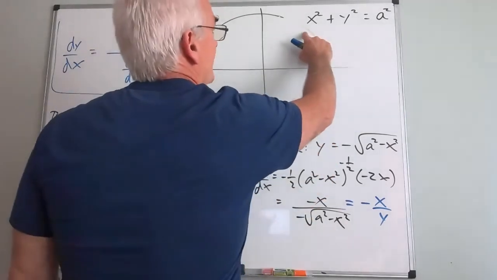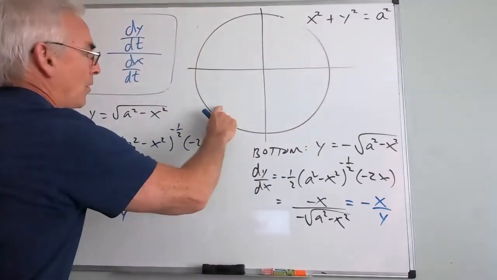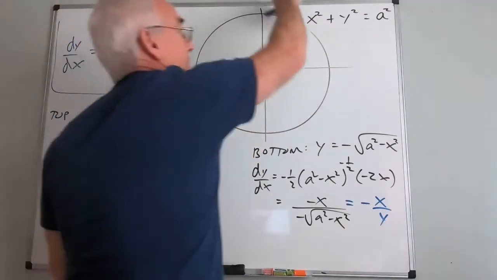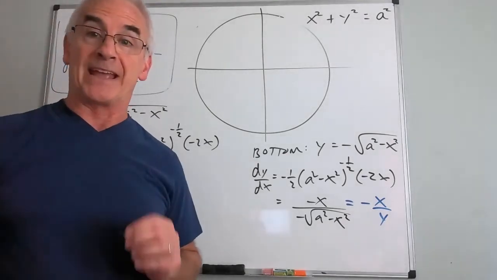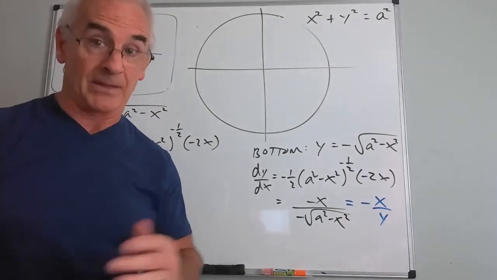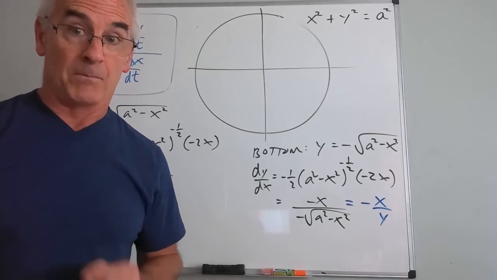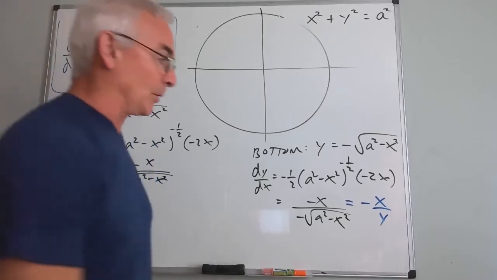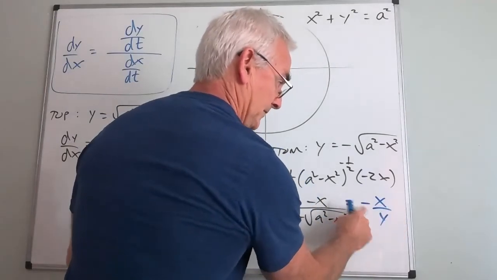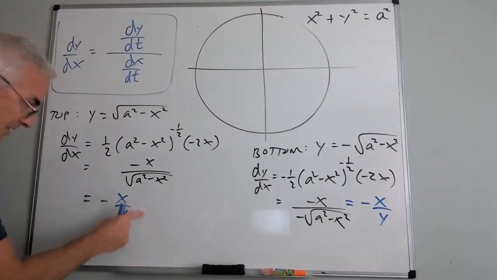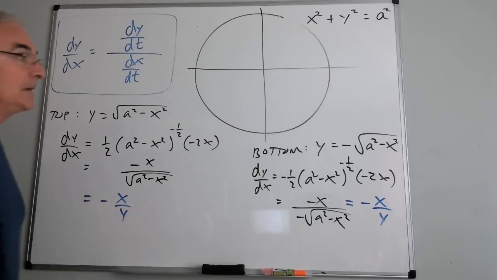In the first quadrant and in the third quadrant, all my tangent lines should have negative slope. Another way of thinking about that is when x and y are the same sign, that's first and third quadrants, my tangent line should have negative slope. If x and y are the same sign, then this will be a negative value.